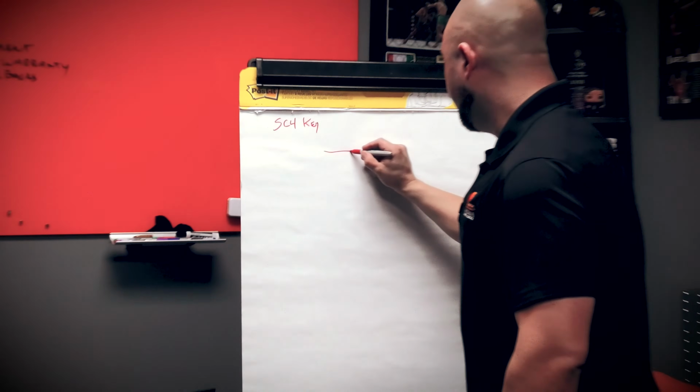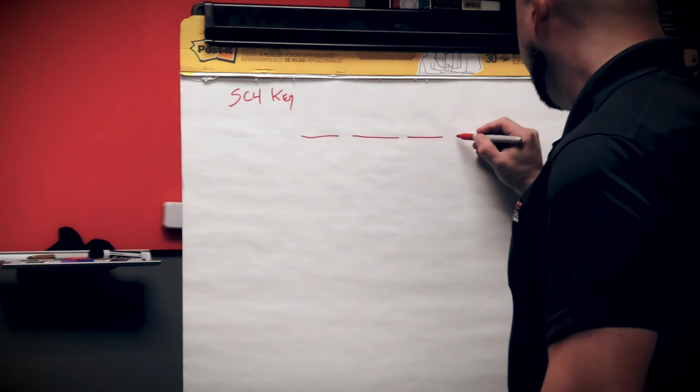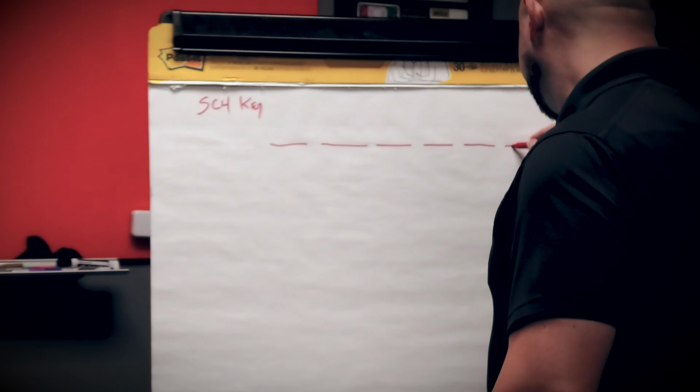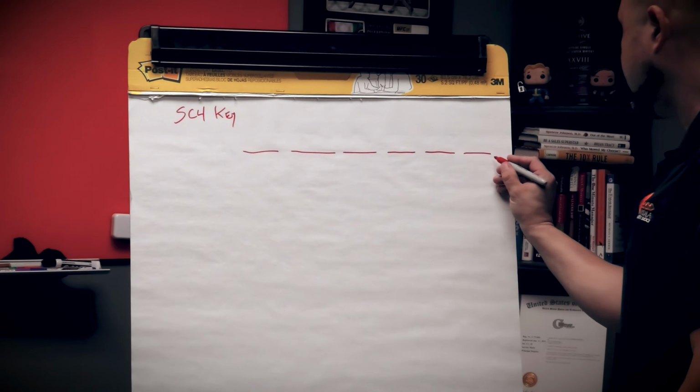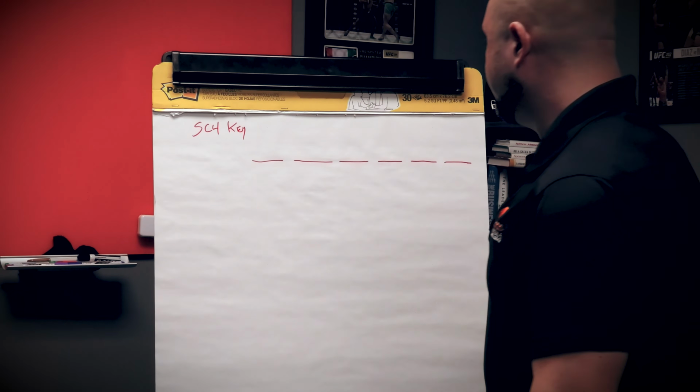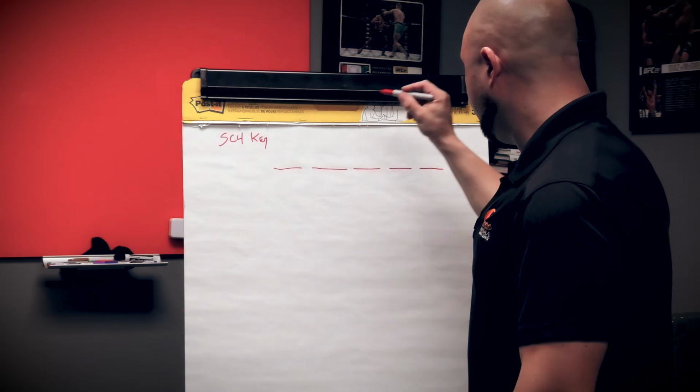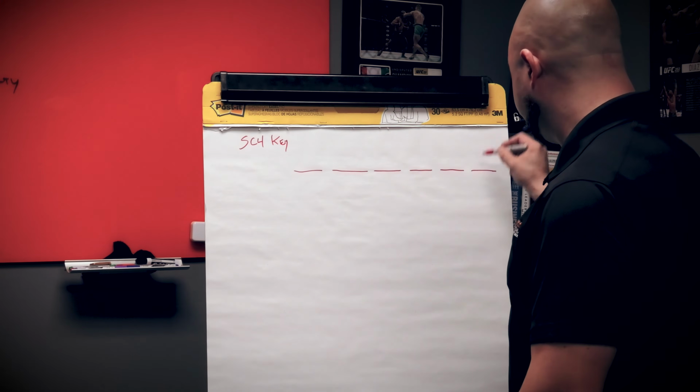SC4 key has 1, 2, 3, 4, 5, 6 cuts. Okay? So there's 6 cuts. This is the first chamber, the second chamber, the third chamber, the fourth chamber, the fifth chamber, the sixth chamber.